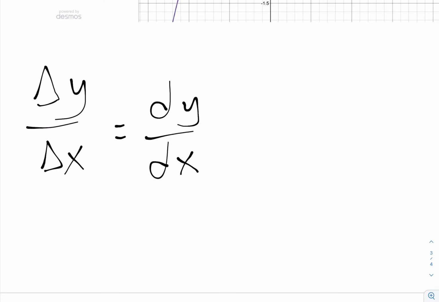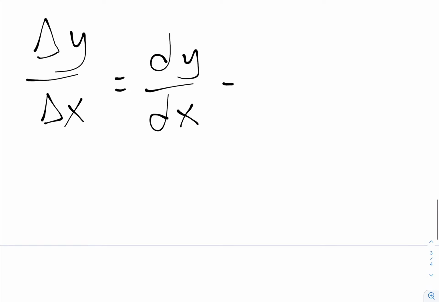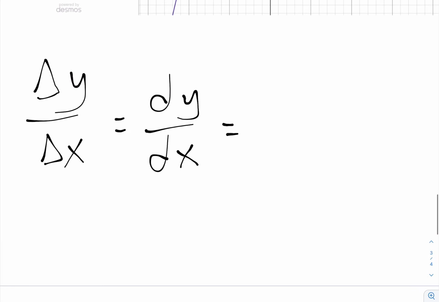Okay, so what we do is we say, also another notation for dy over dx, it's also called f prime of x. Okay, so this little apostrophe just means the derivative of the function f of x, so f prime of x.